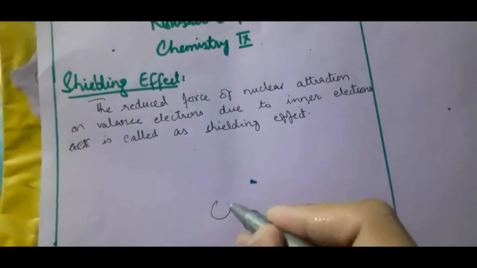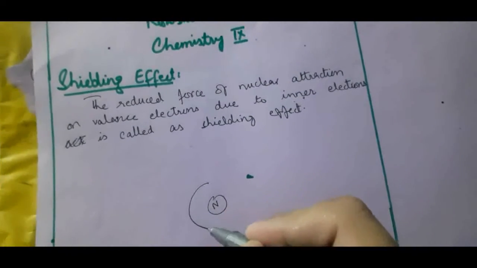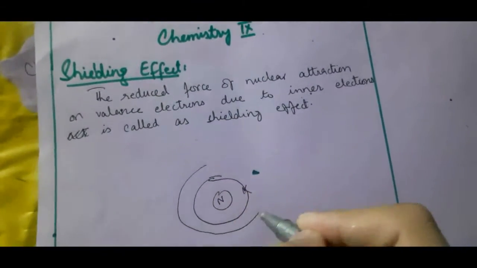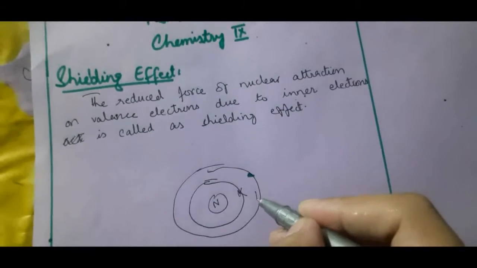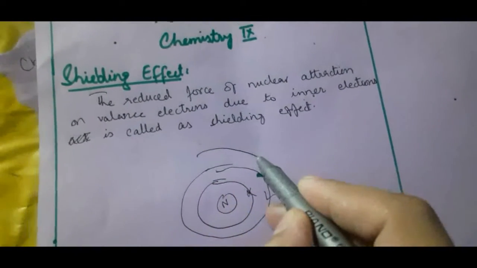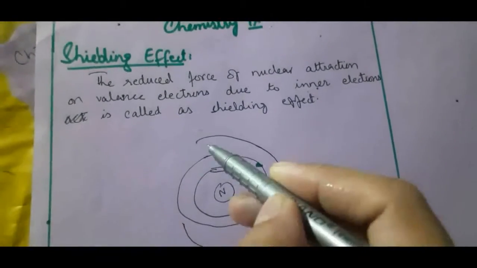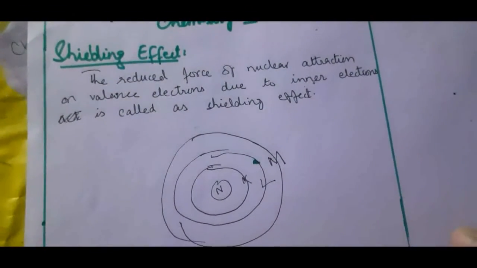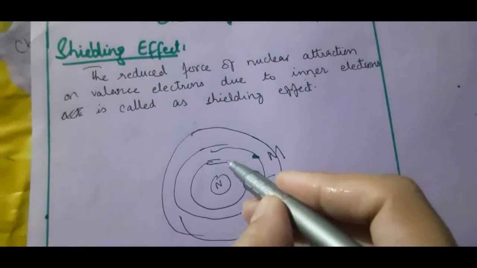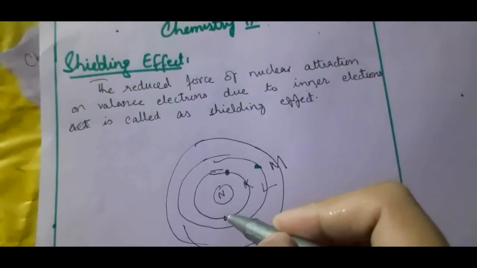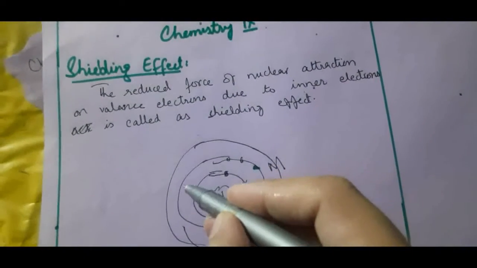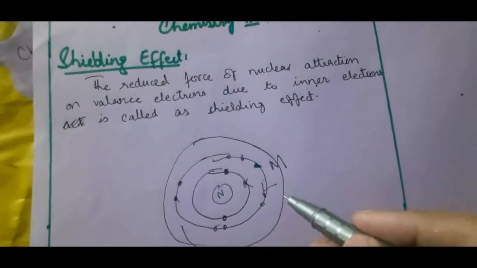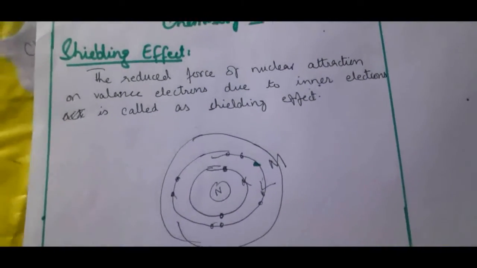Here we are having the nucleus in the center. Here is the first orbit, K shell. Then the second shell, if you remember, is the L shell. The third shell is the M shell. We do know that the K shell has 2 electrons in it, the L shell has 8 electrons in it, and the M shell has 18 electrons in it, right?